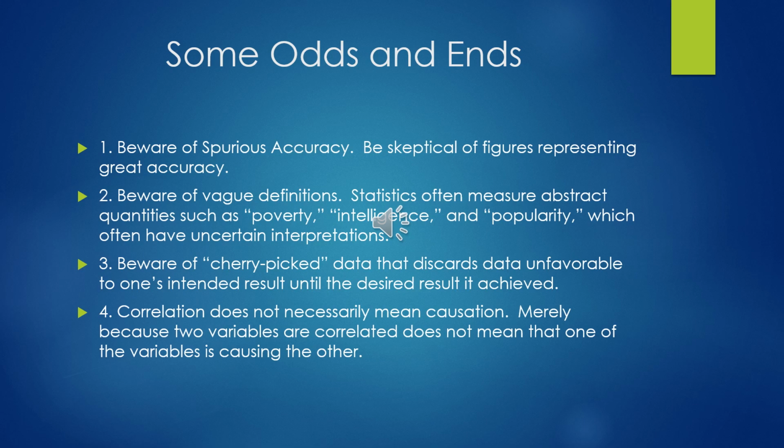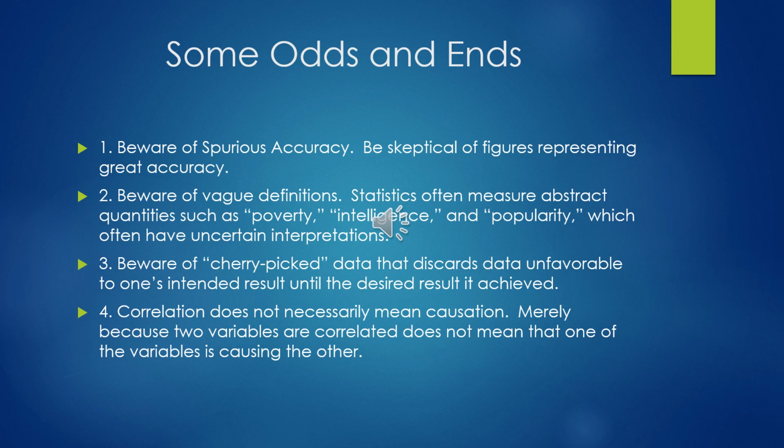So also you should be aware of vagueness. Lots of terms are thrown around that mean virtually nothing unless they are very precisely defined. Things like poverty or intelligence or popularity. What are these referring to? What are they measuring? How are these measures being ascertained? It's very easy to be ambiguous about these claims and deceptive.